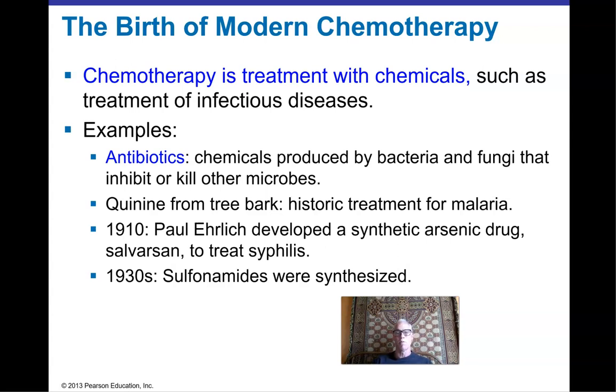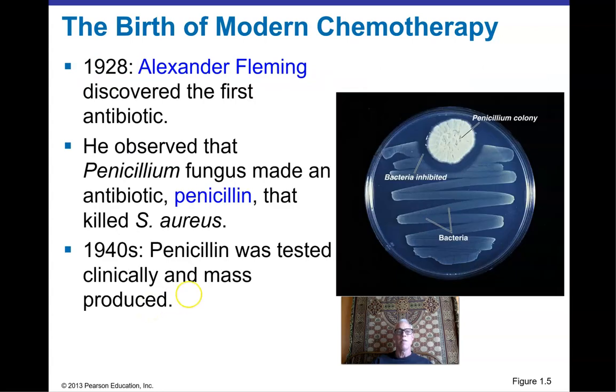Sulfonamides, or sulfa drugs, were invented in the 1930s, but they didn't really come into prominence as a treatment for disease in the way that penicillin did. Alexander Fleming discovered penicillin by accident.